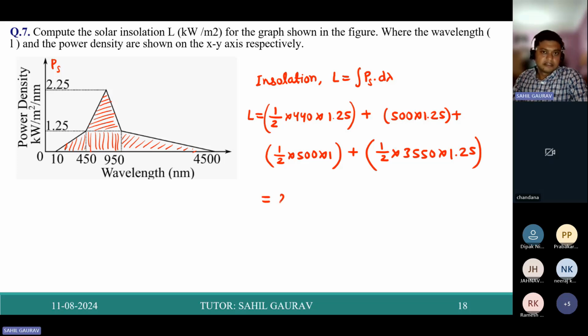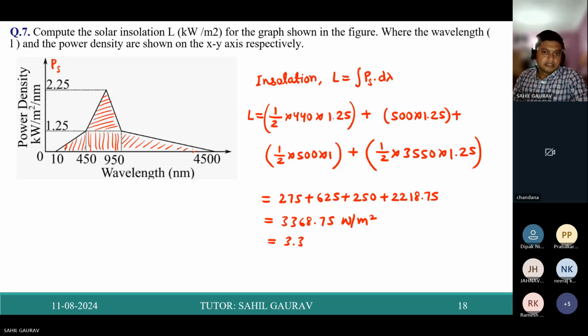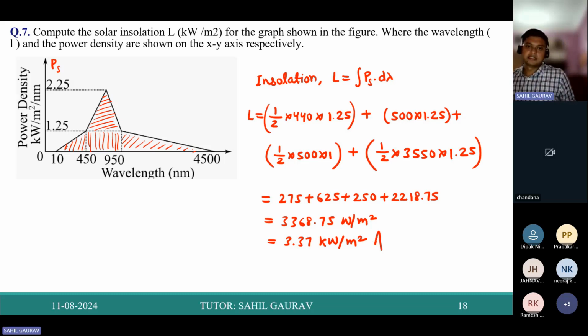So you will get 275 plus 625 plus 250 plus 2218.75. So you will get 3368.75 watt per meter square. So the answer is 3.37 kilowatt per meter square. This is the correct answer for this problem.